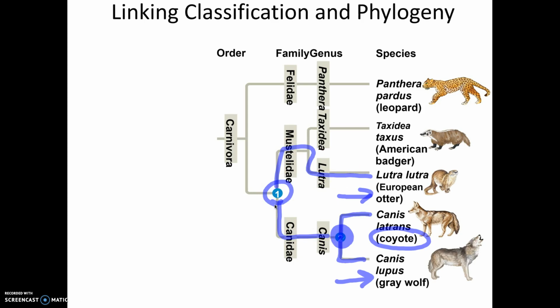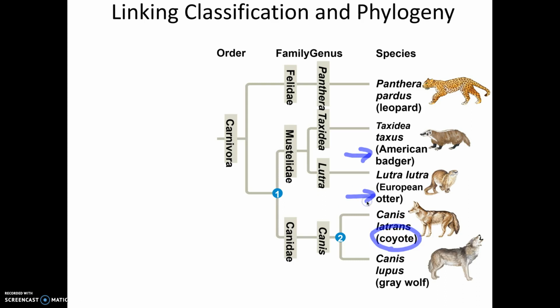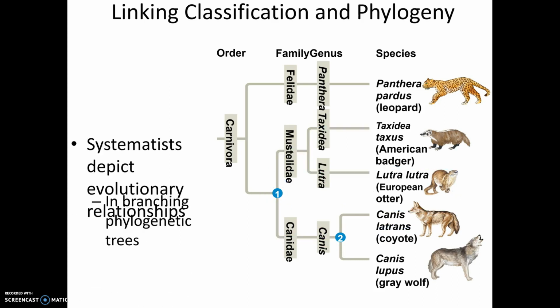Now, here's kind of a trick question they could ask you. They could say, which is more closely related to the coyote? Would it be the otter or the badger? And your answer here is that they're equally related to the coyote, because if you track them back, they all converge here at 1. So don't make the assumption that just because the otter in the picture is closer to the coyote, it makes a difference. It's how far back you have to track them, and that would determine their relationships.